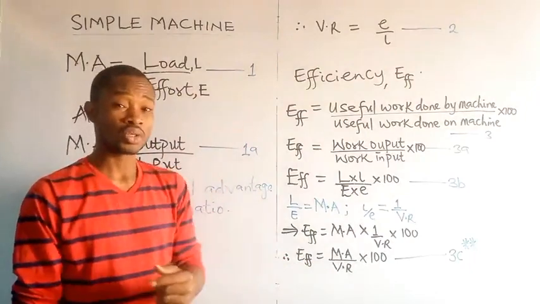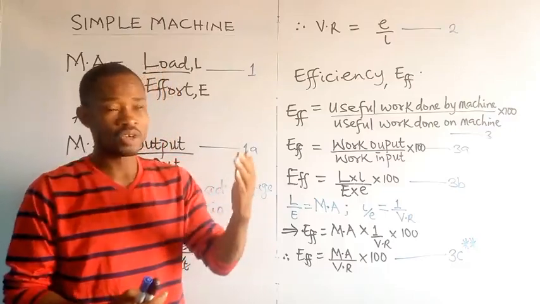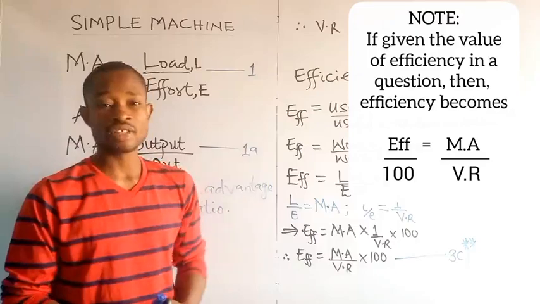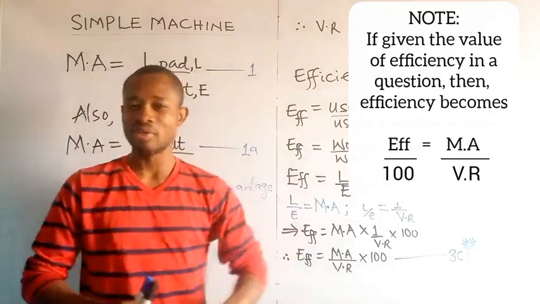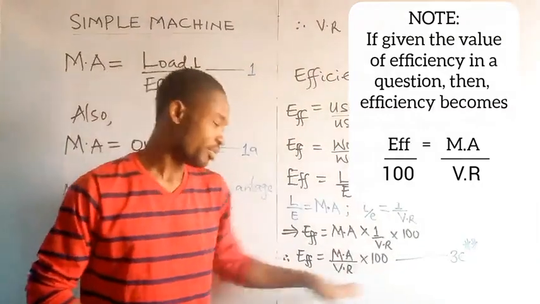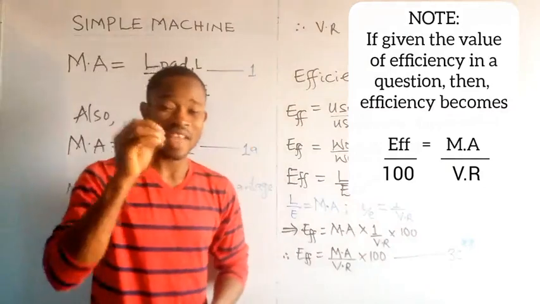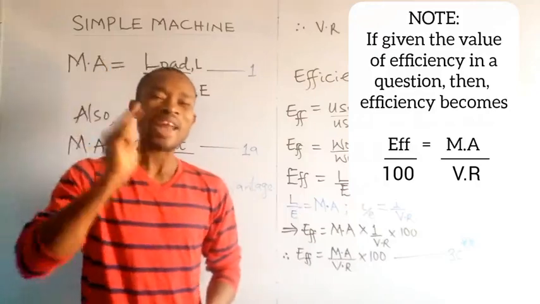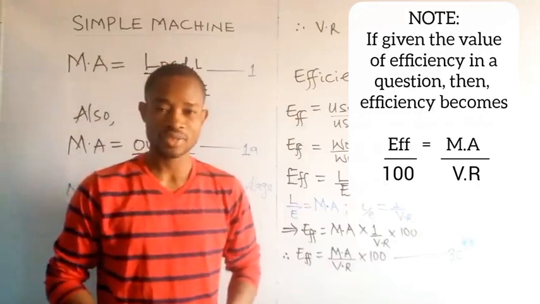You can copy it into your notes. This is when efficiency value has been given to you in the question. The formula is going to be efficiency over 100 equal to mechanical advantage over velocity ratio. You don't need to multiply by 100 again, because mathematically this 100 will come below here. It's like you're dividing both sides by 100. So you take note of that in case you're solving any question and efficiency value has been given to you. Use this. You only multiply by 100 if what you are looking for is the efficiency.